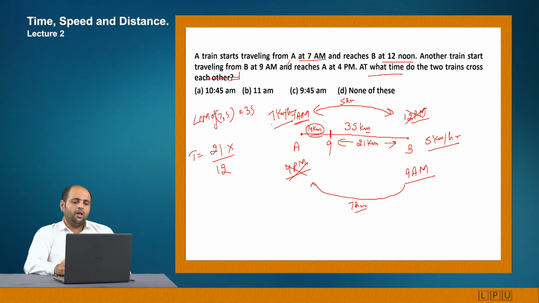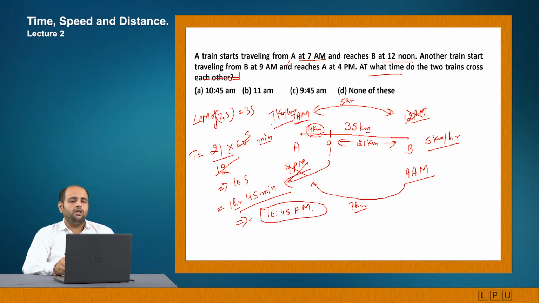Okay, just multiply with 60. It can be easier in the calculation. So it will be minutes, because the speed, now the time will be in minutes. So 12 into 5 and 21 into 5, that will be 105, or we can say that 1 hour and 45 minutes. So we have started at 9 a.m. So after 9 a.m., 1 hour 45 minutes, that will be 10:45 a.m. So at this time, both the trains cross each other. So the answer is option A.